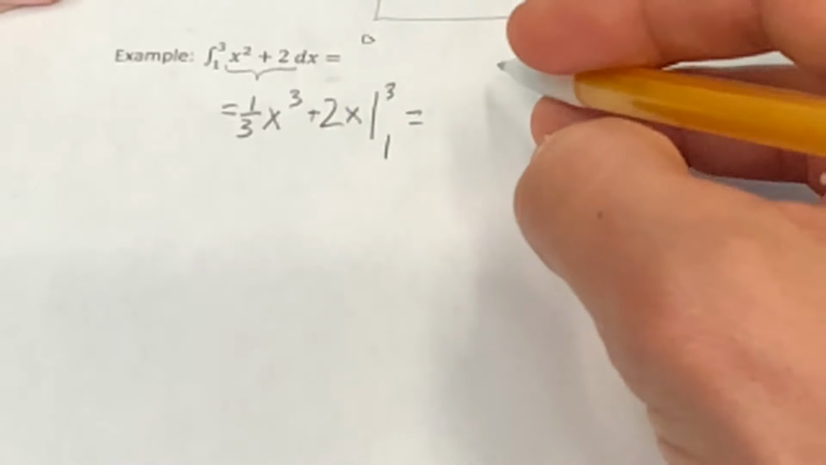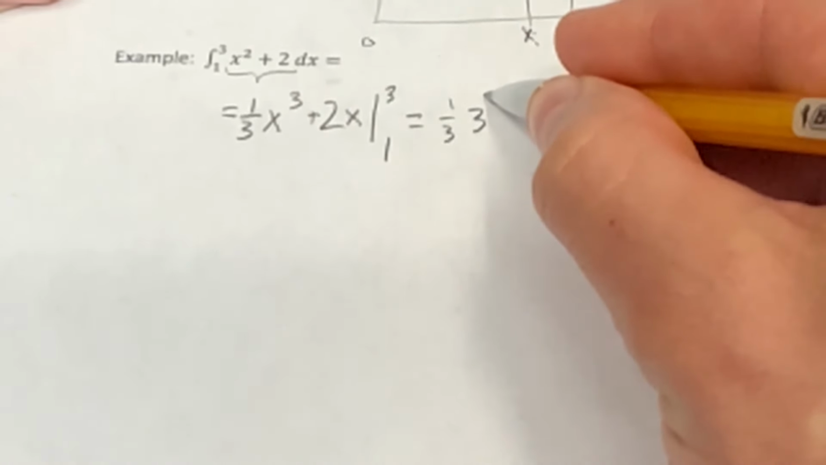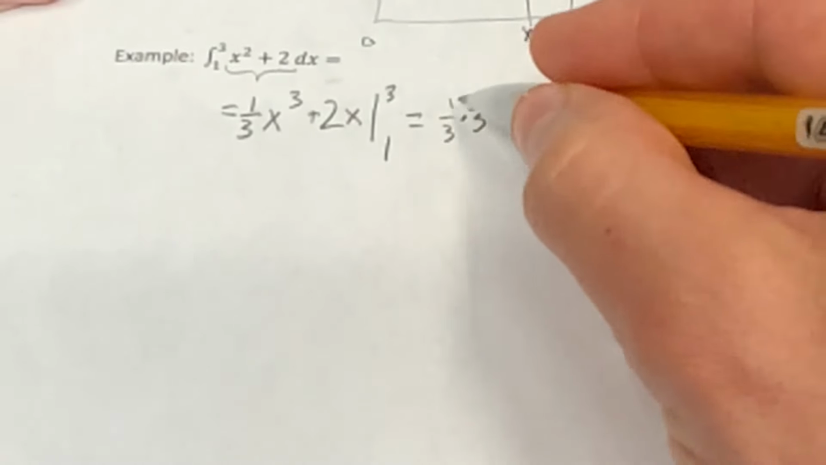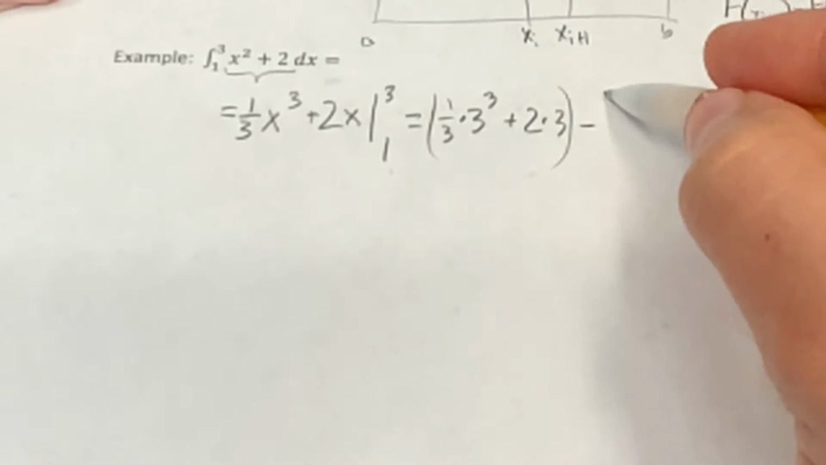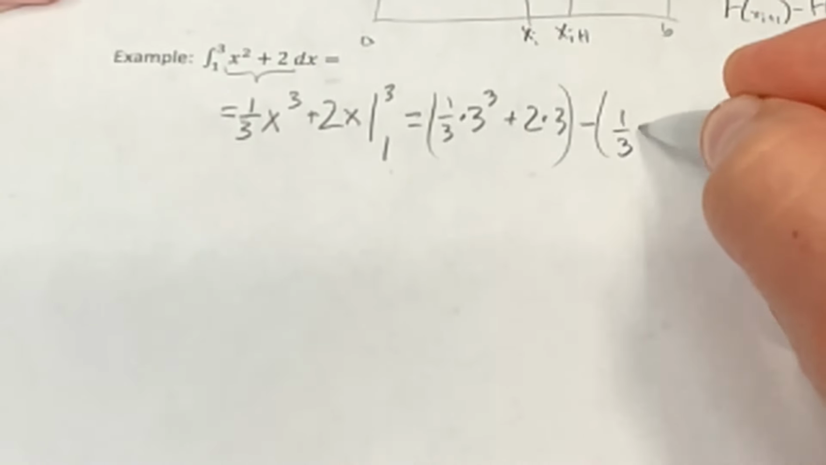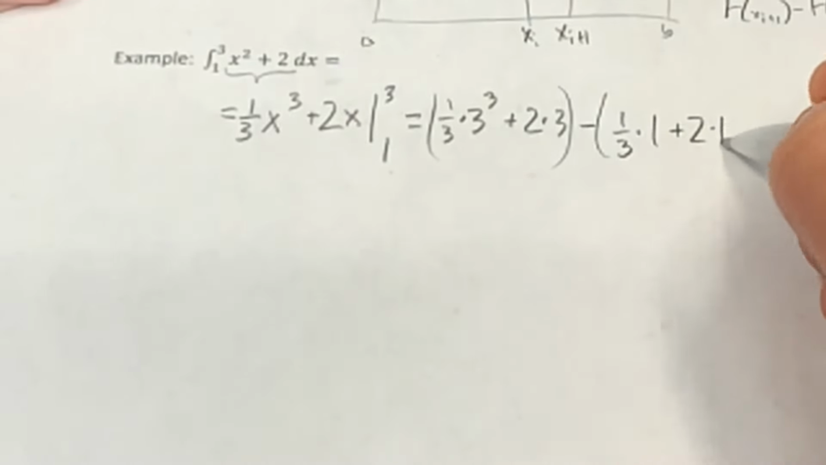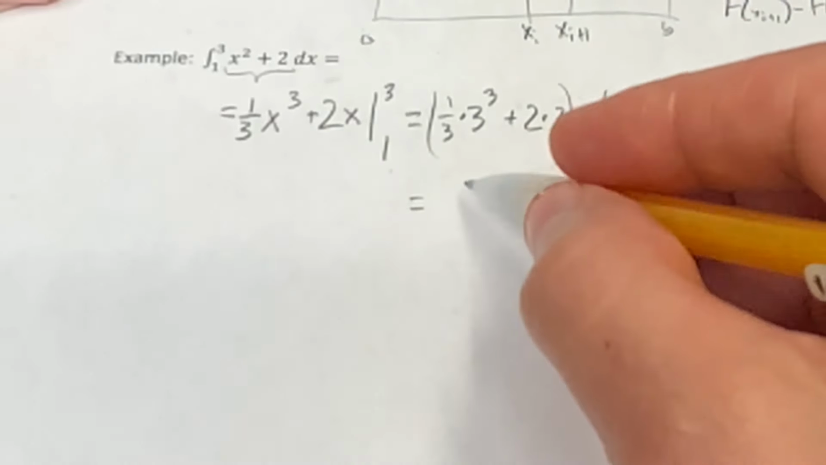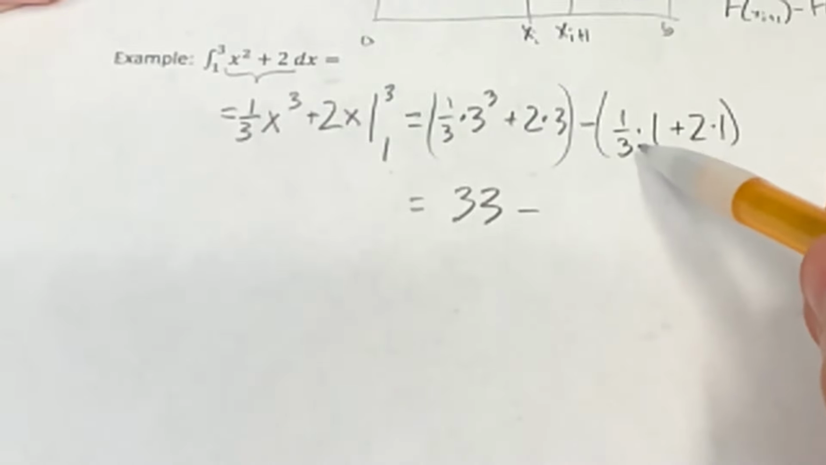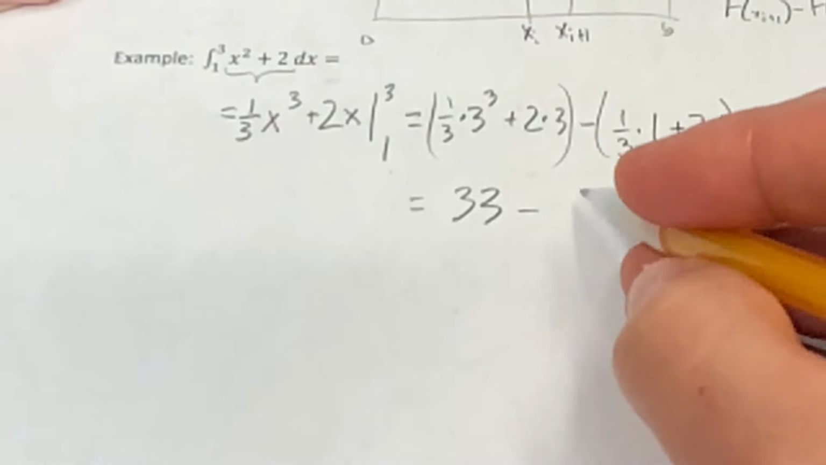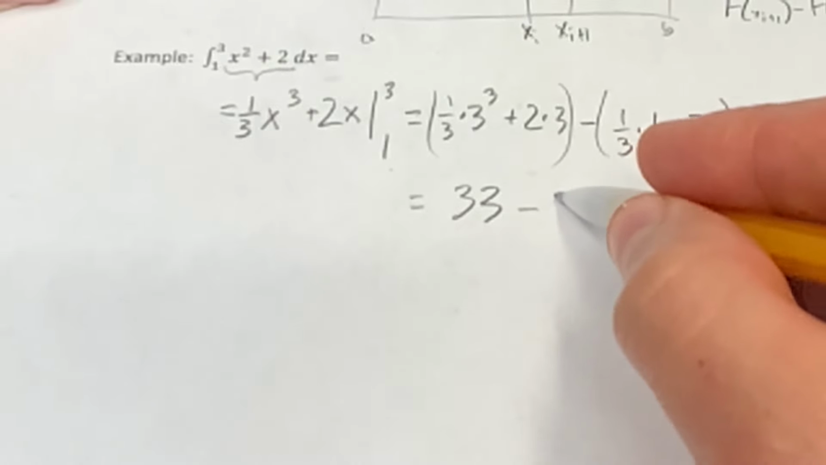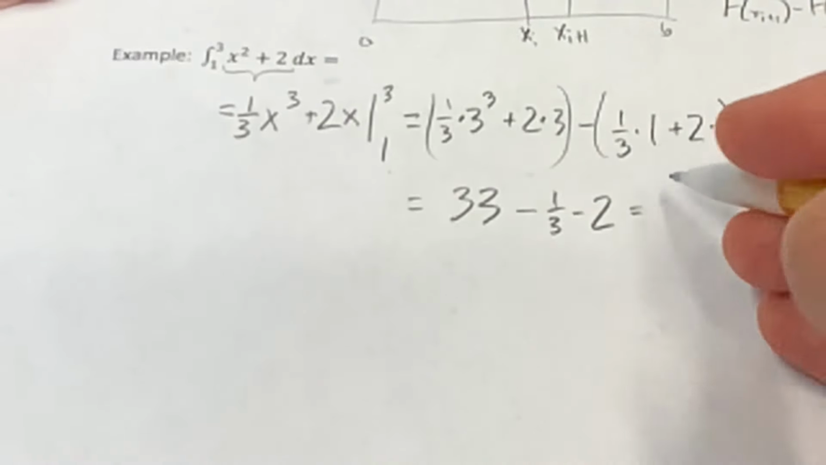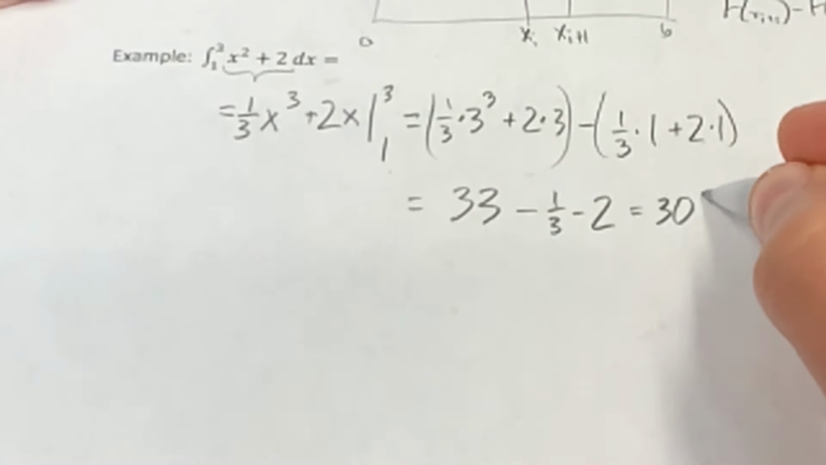Now I plug 3 into that. So 1/3 times 3 to the third, plus 2 times 3. All that minus the same thing plugged in at 1: 1/3 times 1 to the third plus 2 times 1. So what I actually get out is 27 plus 6 minus 1/3 minus 2. So you could then say that's something like 30 2/3.